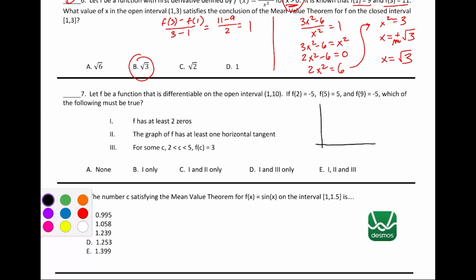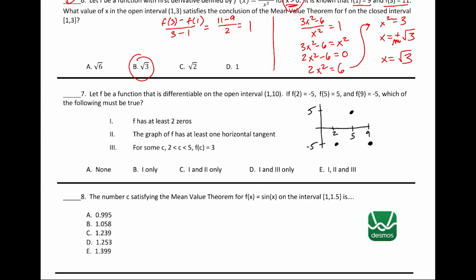Okay, f of 2 is going to be negative, so I'm going to actually move that x-axis up a little bit. So here's 2, here's negative 5, got a point here. At 5, it's equal to 5. And at 9, I guess I can squeeze this in a little bit. Let's put 5 here. And then at f of 9, we have negative 5. So it says, which of the following must be true? First of all, f has at least 2 zeros.